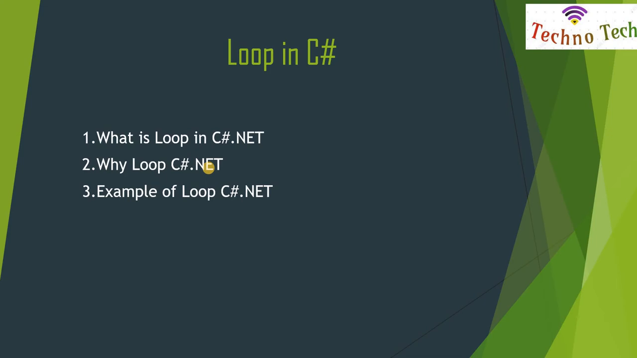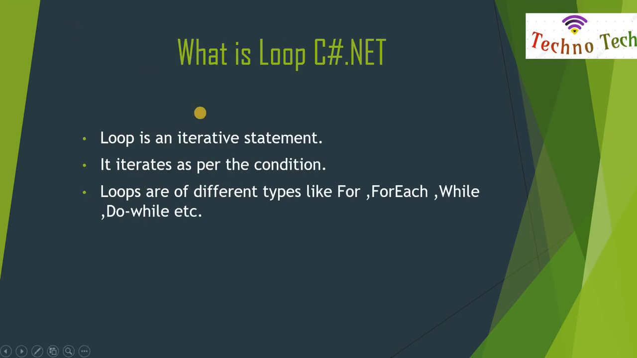This is Avinash here, and today's video is all about loop in C#.NET. So today we will discuss what is C#.NET and why loop in C#.NET and example of loop in C#.NET. So let's discuss what is loop in C#.NET. Loop is an iterative statement, and in the second point it iterates as per the condition. And the third point is loops are of different types like for each, while and do while.